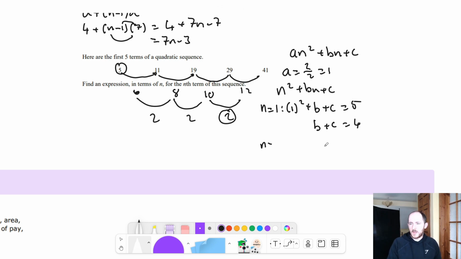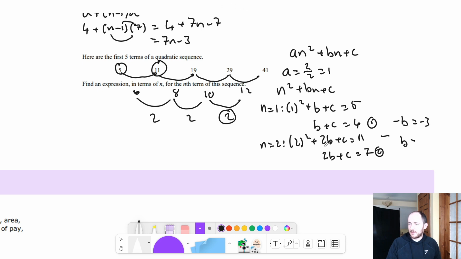And then when n equals 2, I get 2 squared plus 2b plus c should equal 11. So again, I'm going to move the 2 squared over to the other side. 2 squared is 4, so that would just be 7. So my two equations are this and this. I'm just going to subtract them, which gives me b minus 2b is minus b, c minus c is 0, 4 minus 7 is minus 3, so b is equal to 3.